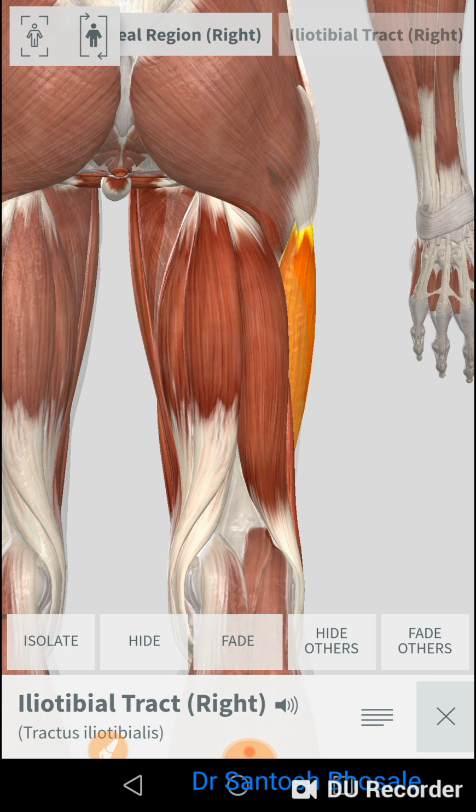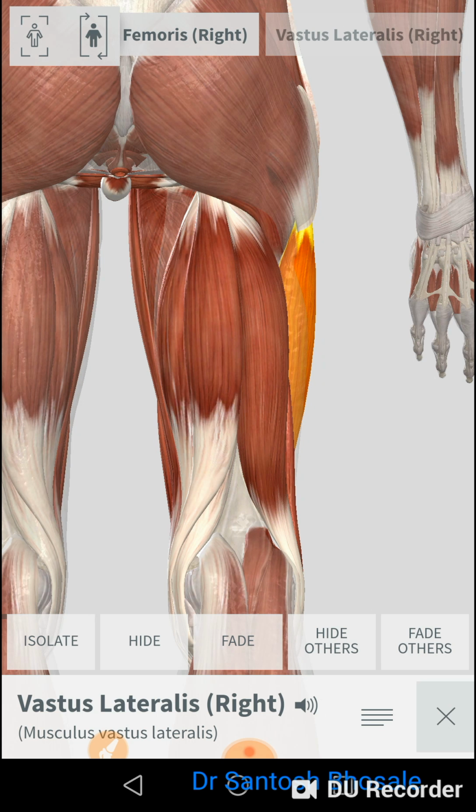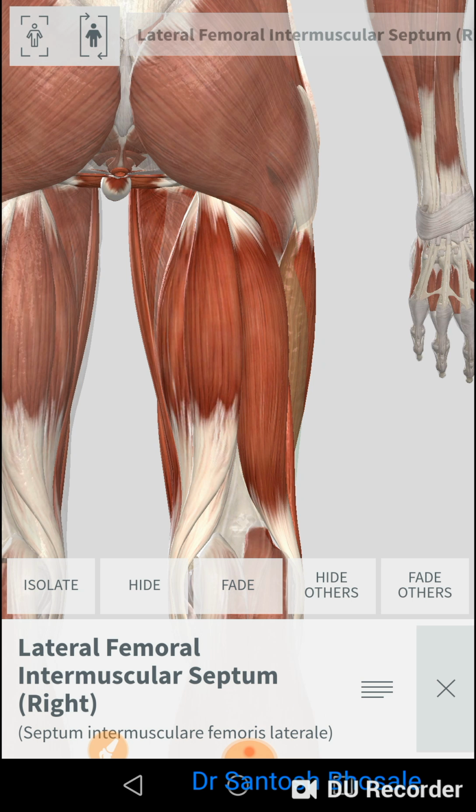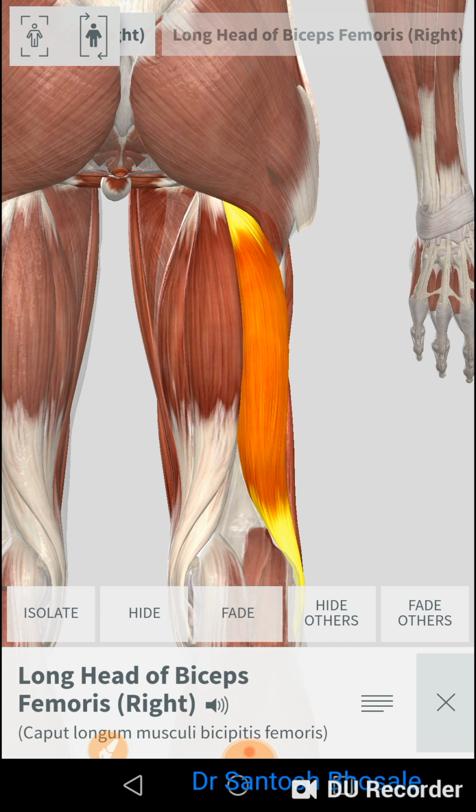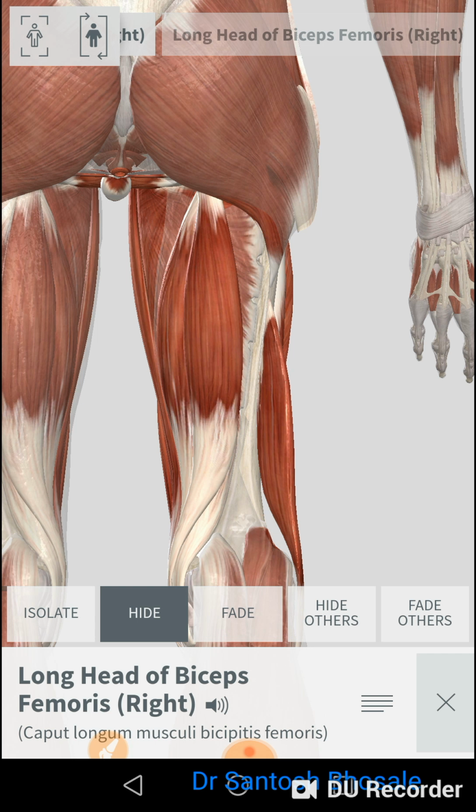First you can see here, that is vastus lateralis. From lateral to medial if you go, the first attachment of linea aspera is vastus lateralis. Then you can see the lateral intermuscular septa. We will hide them one by one. First is vastus lateralis, then lateral intermuscular septa. Then here you are seeing the long head of biceps femoris is attached here.